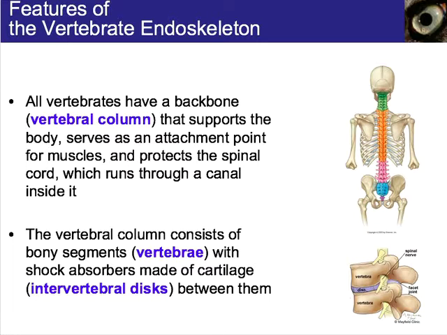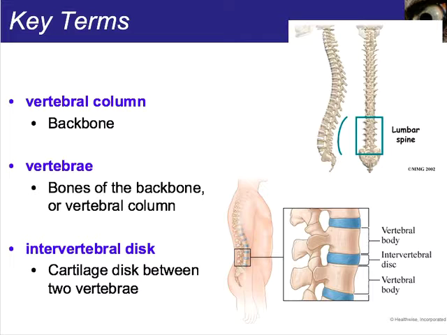All vertebrates have a backbone or vertebral column. I've been saying this for the last few lectures. This vertebral column supports the body, serves as an attachment point for muscles, and protects the spinal cord, which runs through a canal inside it. A vertebral column consists of bony segments called vertebrae, with shock absorbers made of cartilage called intervertebral discs between them. I'm sure you guys have heard about someone who has extreme back pain because there's something wrong with the discs in between their vertebrae. So vertebral column is basically a fancy term for your backbones or your spinal column.